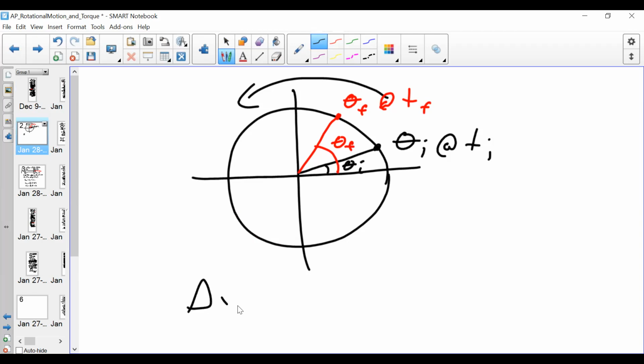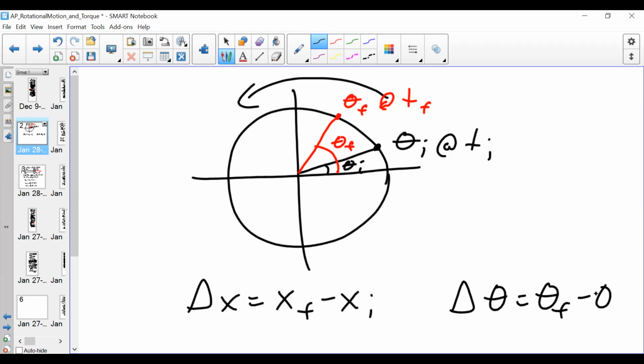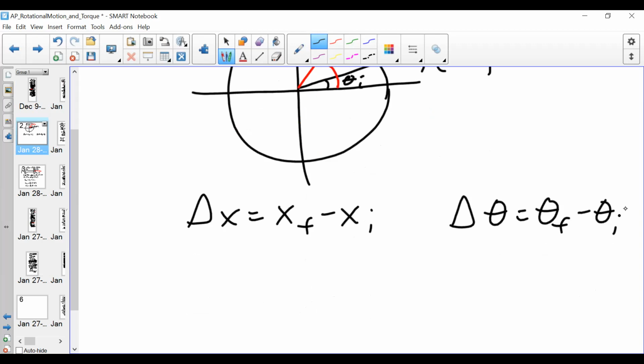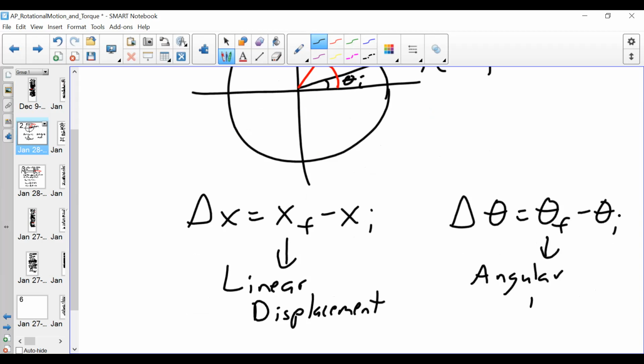So much like linear displacement is a final position minus initial position on a line, the x-axis, we can see that the angular displacement around the circle looks similar to this, as this theta final minus theta initial gives us the angular displacement. So this is linear displacement. And this is angular displacement.